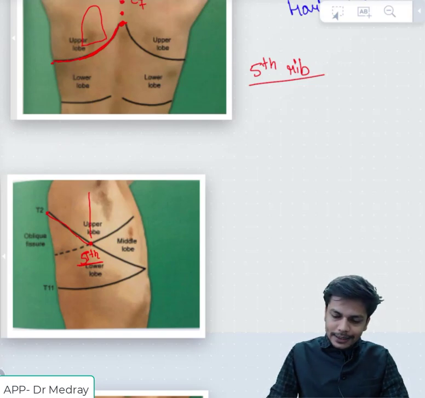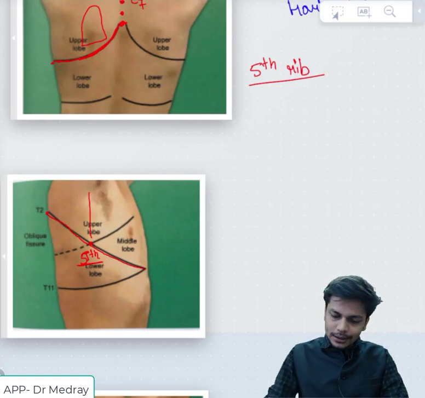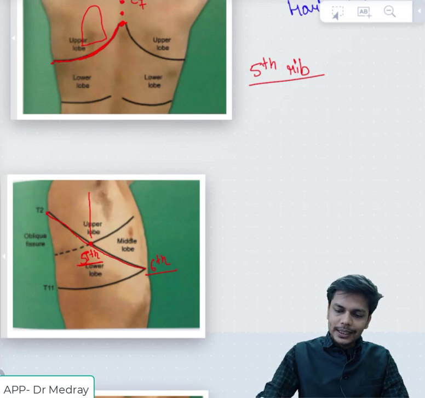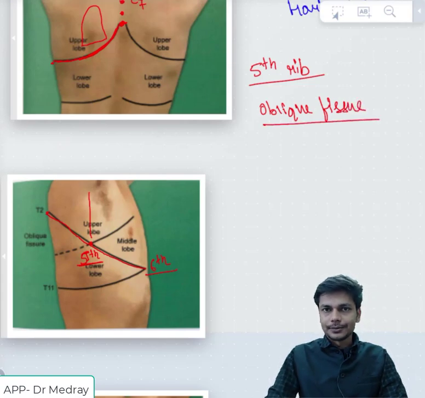Then we will continue anteriorly towards the mid-clavicular line, to reach the sixth rib. So this is the oblique fissure of the right side of the lung.